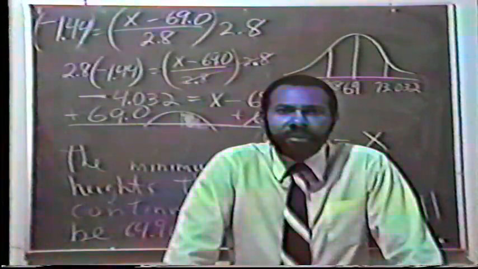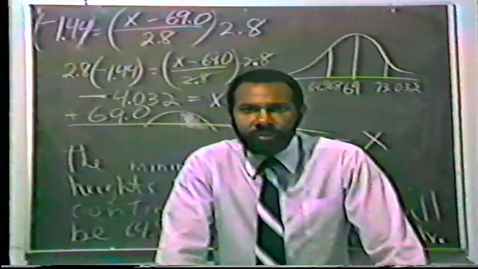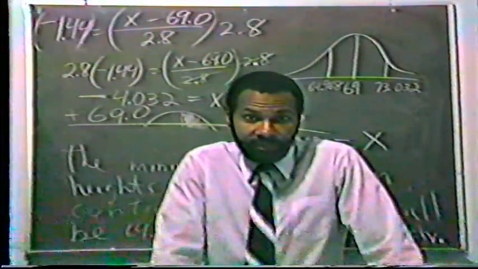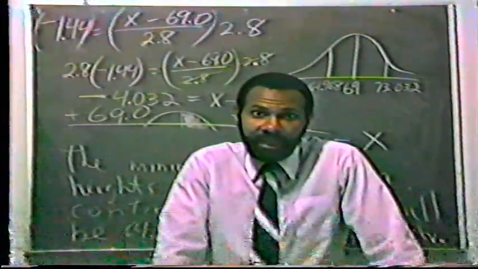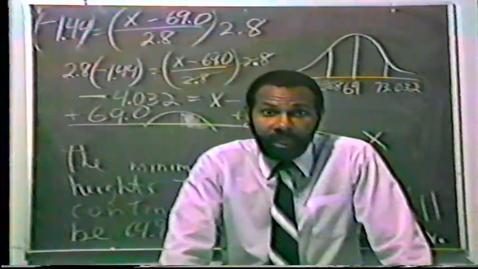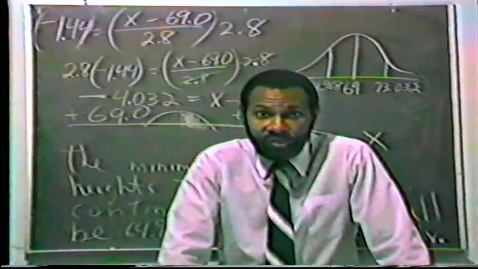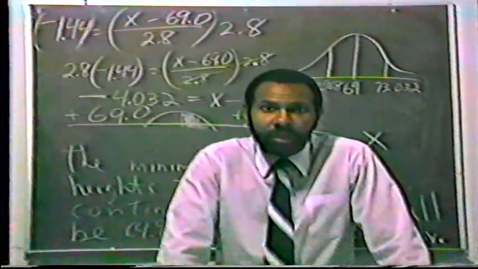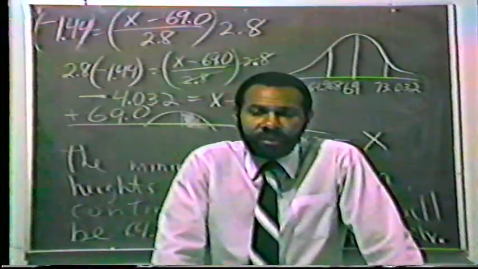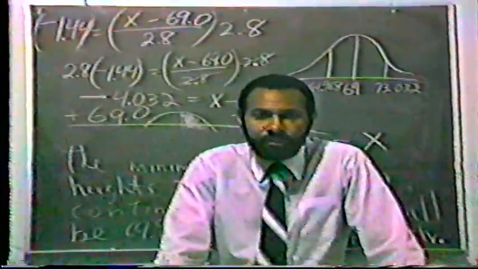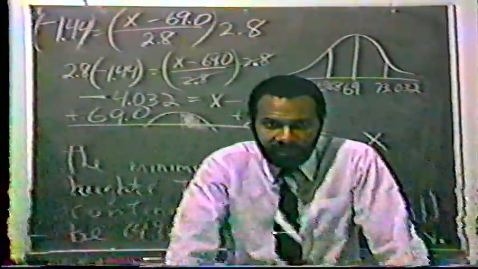And then you're probably going to have to change your percents into decimals. The percents represent probabilities, but table A-2 does not give probabilities in the form of percents. So in order to use table A-2, you have to change your percents into decimal probabilities.